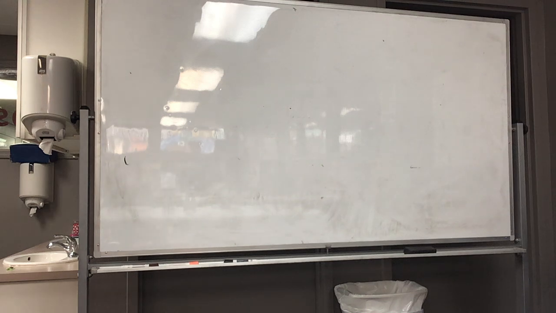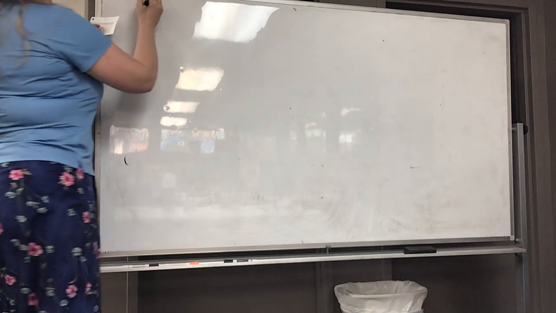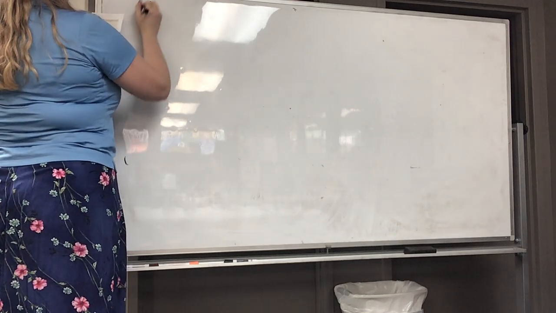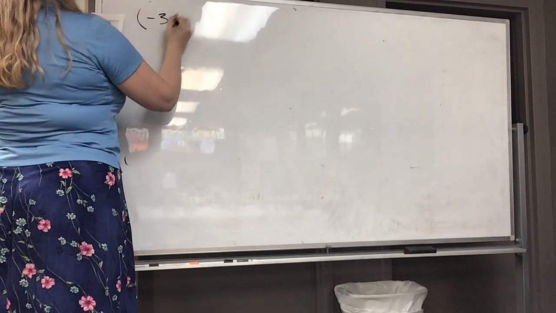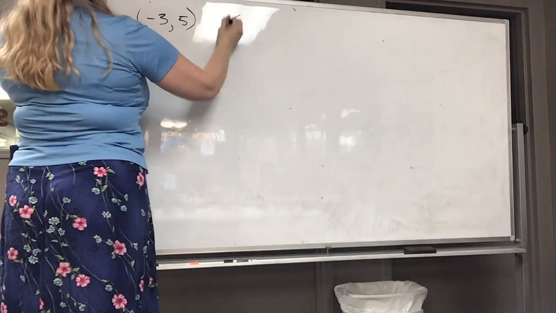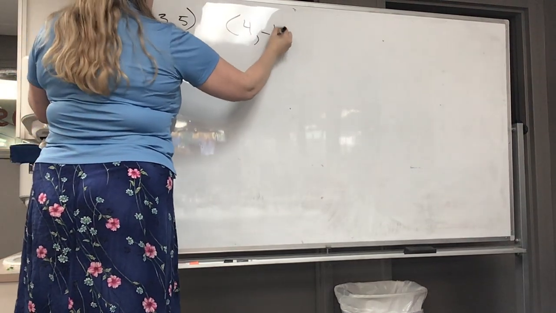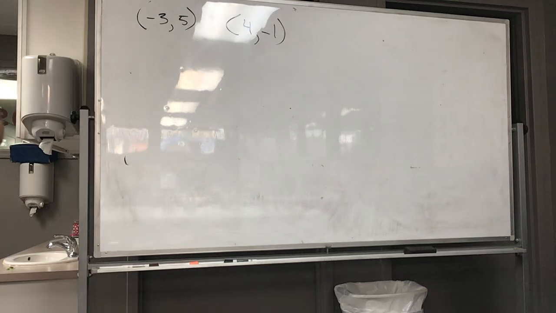I lied about Pythagorean theorem. We're not quite done yet. In the coordinate units, you have -3 and 5 and 4, -1. And the question is, what is the distance between those 2 points?